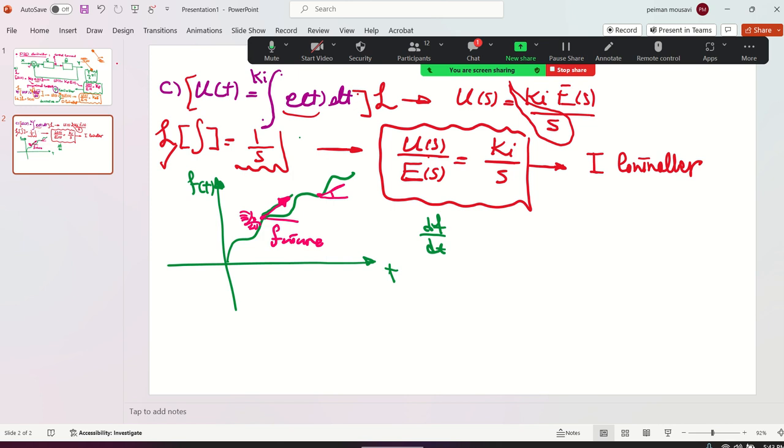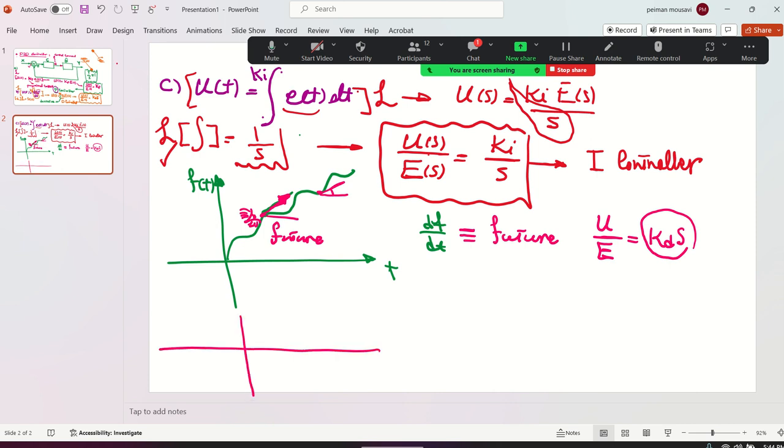So derivative simply means future. The future of the error signal. When I say U over E, the control command, is KD S, derivative, it means I want to see what's the future of it. I'm predicting what is the future of the error signal, simply speaking. You got what I'm talking about?